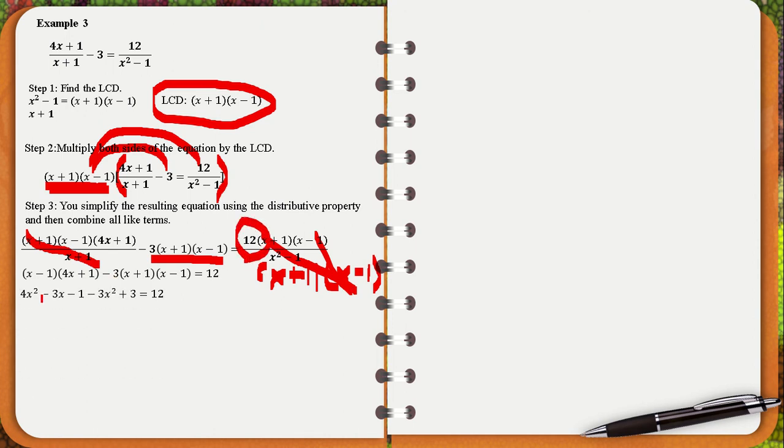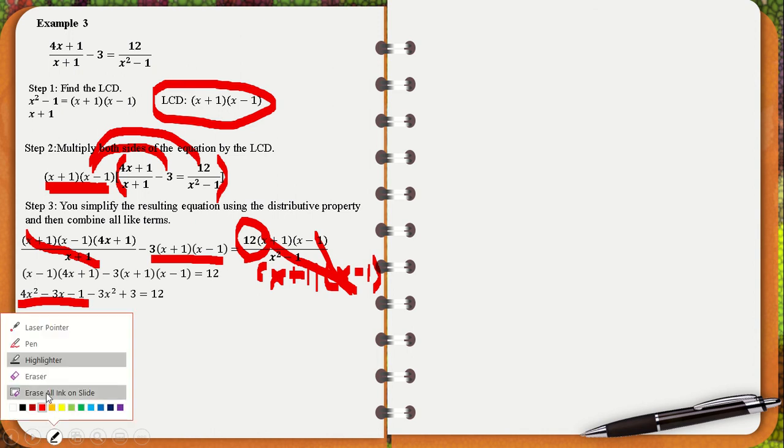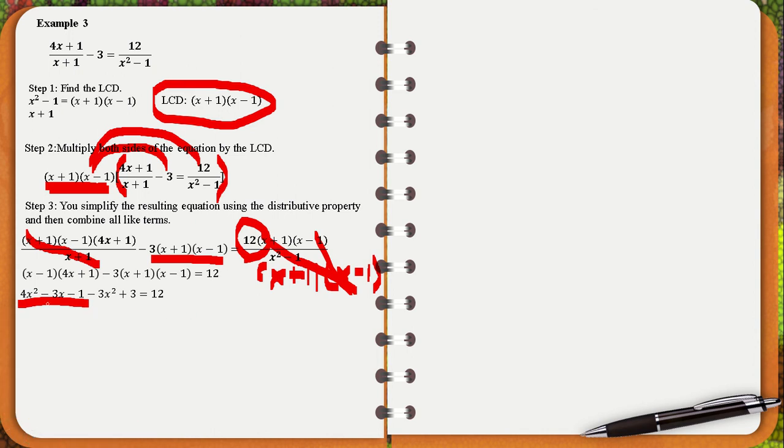So, we have 4x squared minus 3x minus 1. Saan natin nakuha yan? Okay? So, mag-solve tayo dito. So, multiply po natin yun, no? Yung x plus 1 and 4x plus 1. X minus 1 pala. X minus 1 and 4x plus 1.